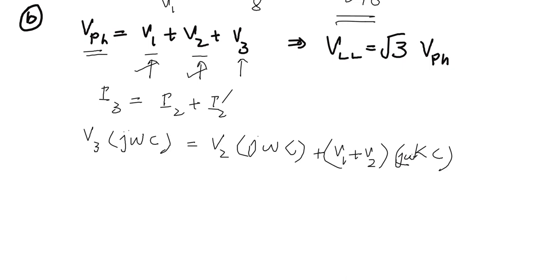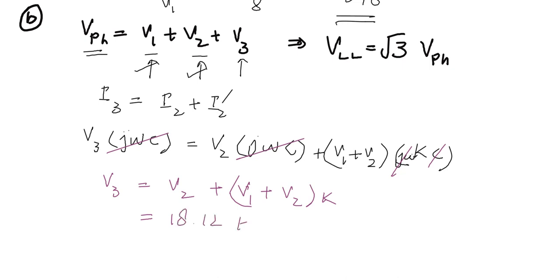Now we will see which of these terms can be cancelled. j omega C, j omega C, and j omega C can be cancelled. So V3 will now be equal to V2 plus V1 plus V2 multiplied by K. Now we will put in all the values. We have the value of V2, V1 and K. We determined K in part A. So we will get V3 equal to 18.12 kilovolt. That will be our V3.